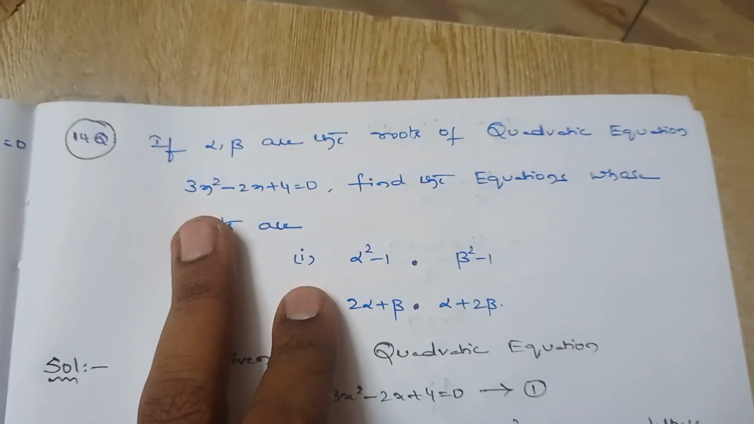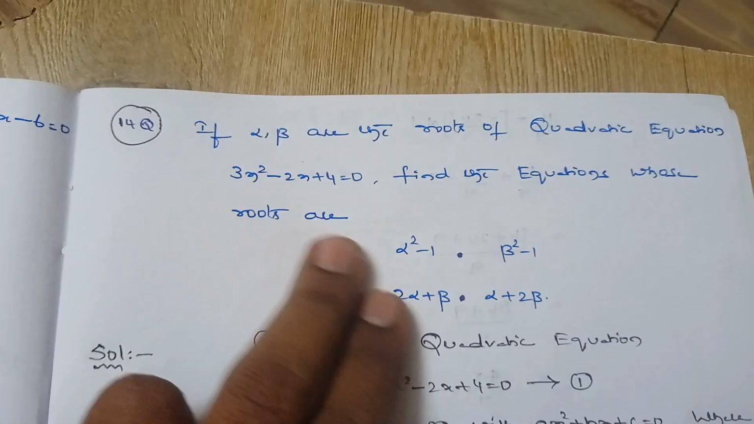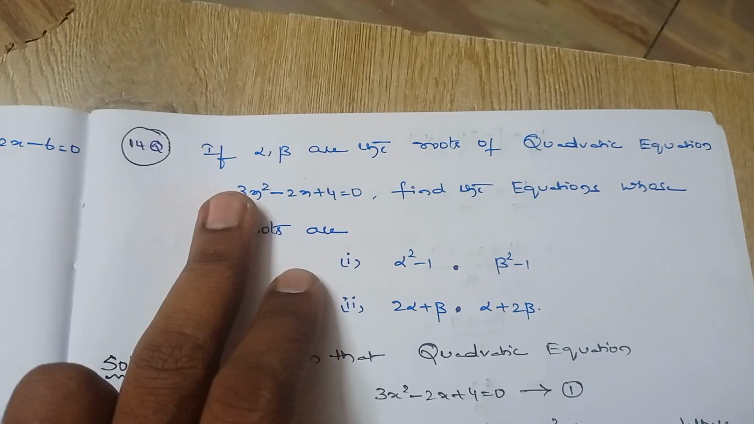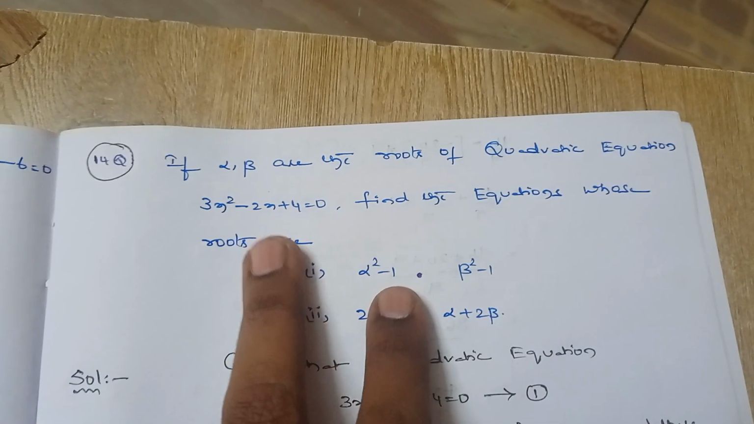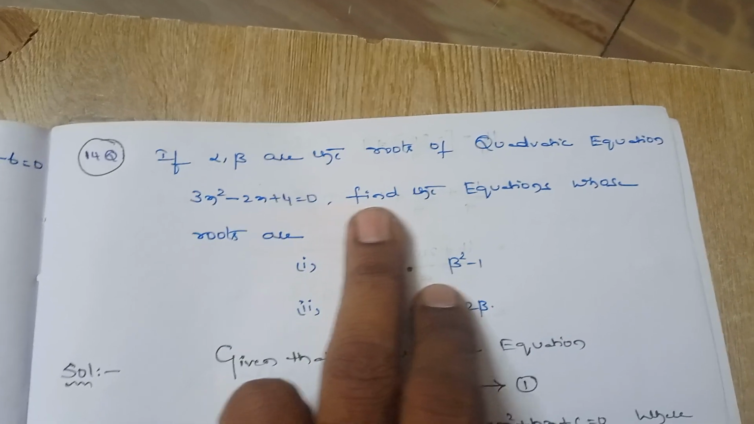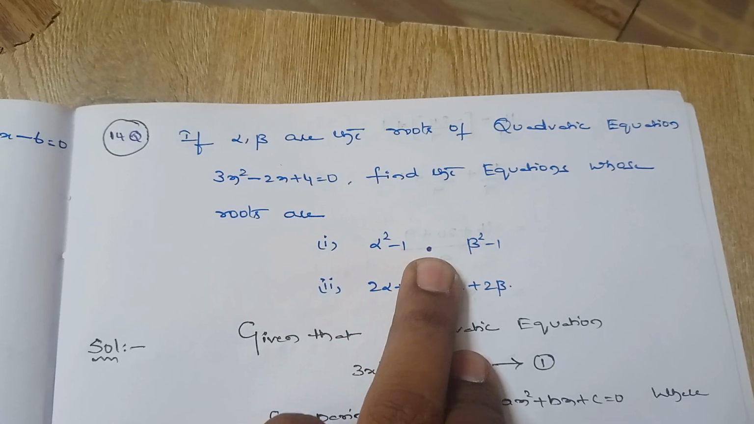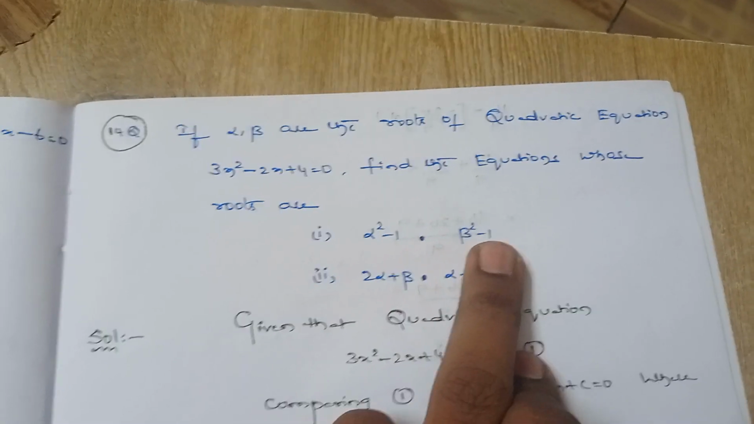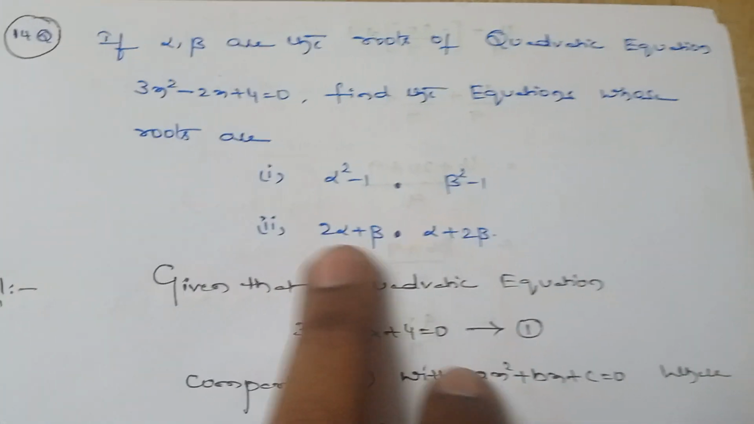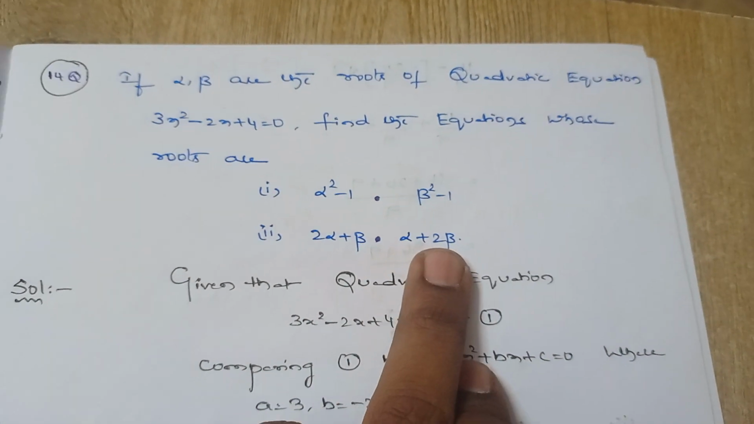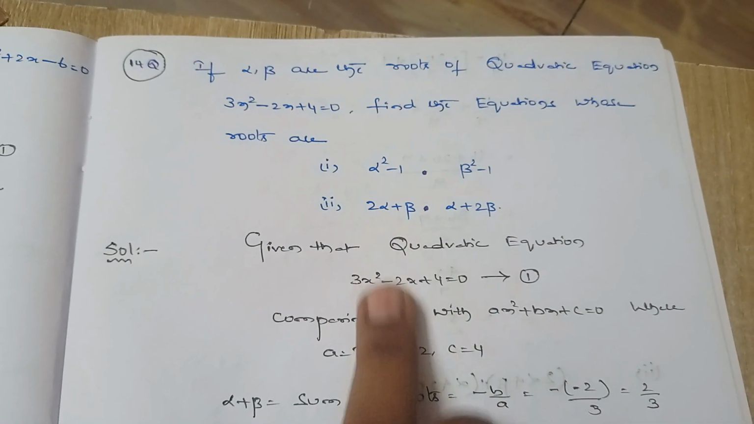Today we are going to continue with the same topic, that is quadratic equations, finding the roots of different model sums of class 10th. 14th question guys. If alpha, beta are the roots of the quadratic equation 3x square minus 2x plus 4 equals 0, then find the equations whose roots are: first, alpha square minus 1 into beta square minus 1; second, 2 alpha plus beta into alpha plus 2 beta. Take down the first one. First we'll solve the first one, then we go to the second one.